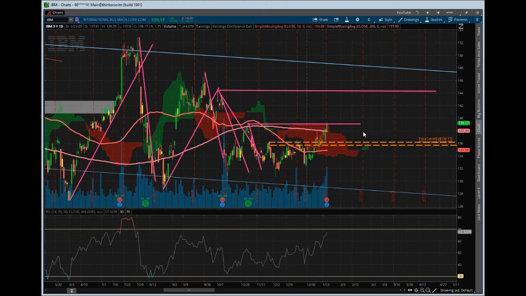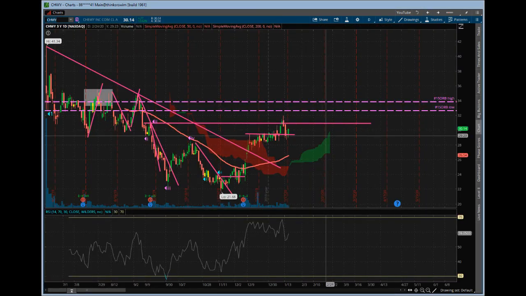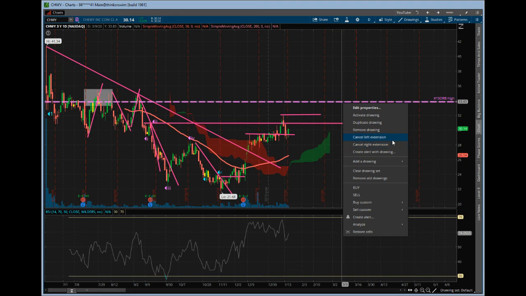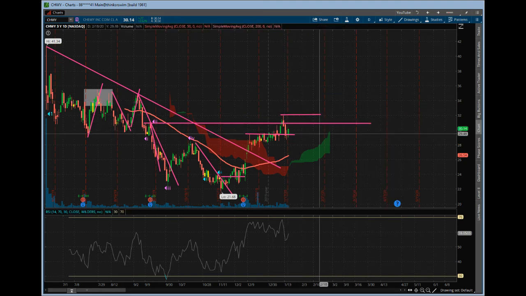So good stuff. Tracy, yeah, Chewy. Let's take a look. So Chewy, yeah, decent candle right here. Again, really this is kind of like your level that you want to get above at this point. So let's just see if it can continue to work its way up. Right now it's kind of range bound. So good stuff.